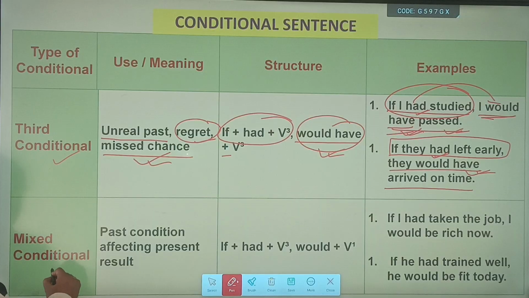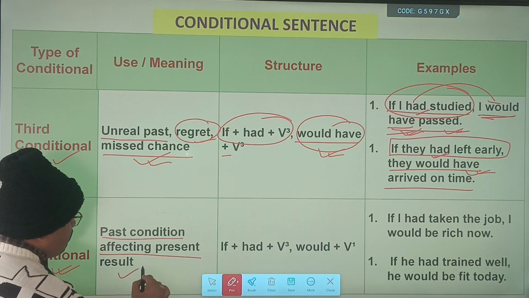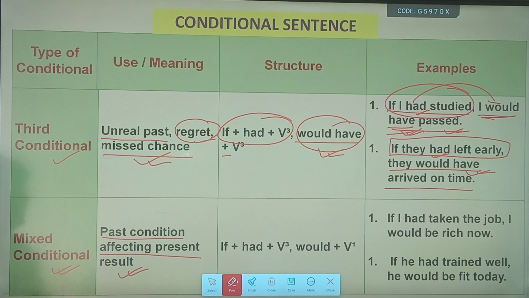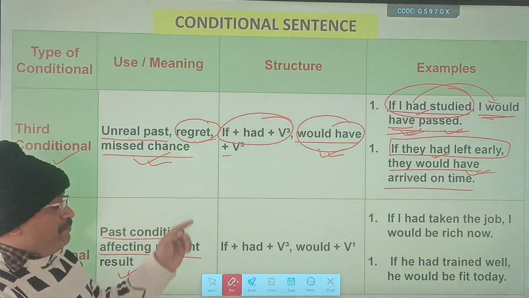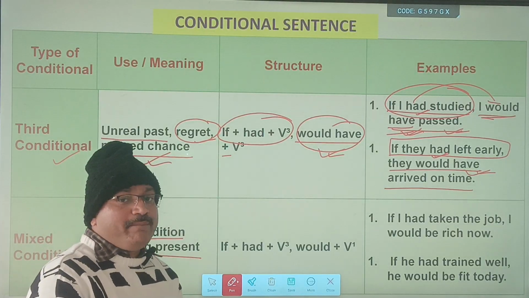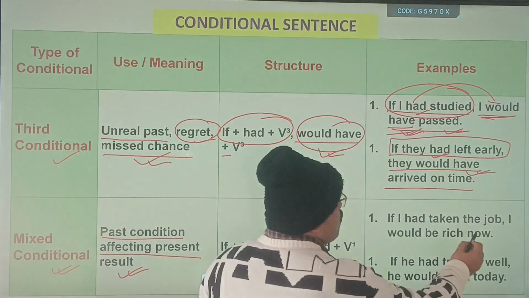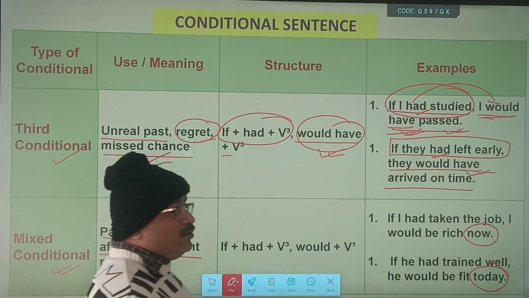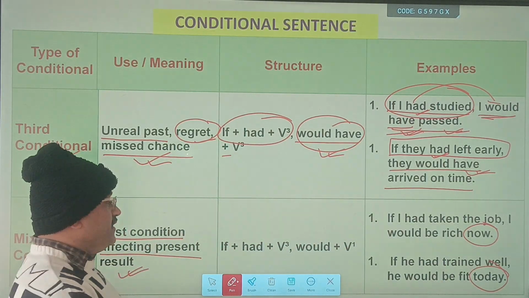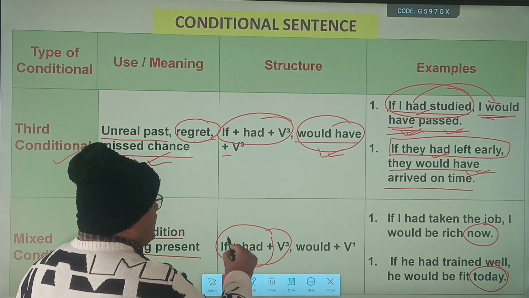Now the last one is mixed conditional sentence. Again, very, very important. Past condition, but its effect is present now. So the condition is past, the result is also past in other types. But here in mixed conditional sentence, what happens? The result is present now. In this type of sentence, you will find keywords like now, like today. Now the structure is a little bit different here. If had plus V3, the conditional part is what?